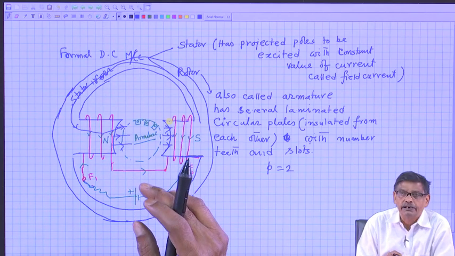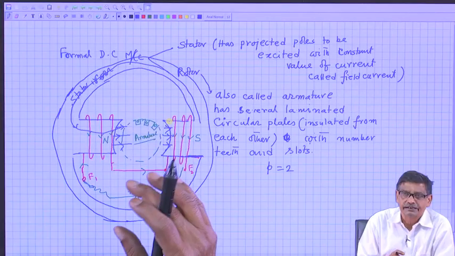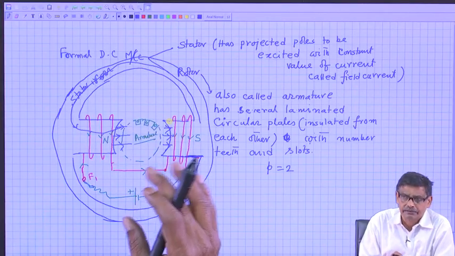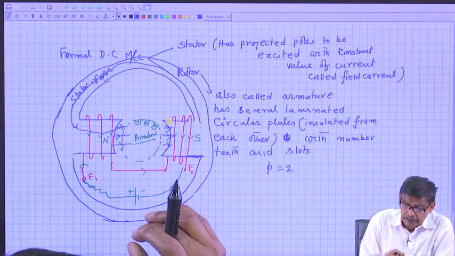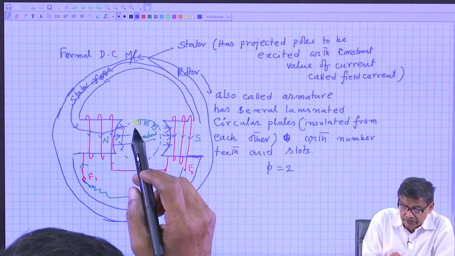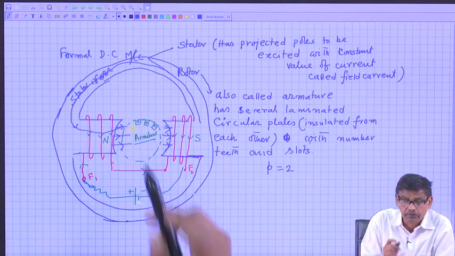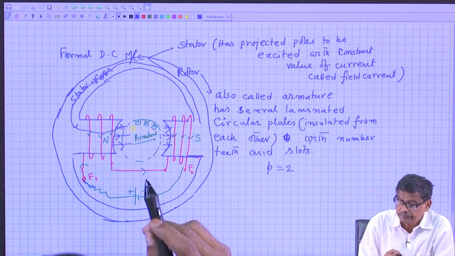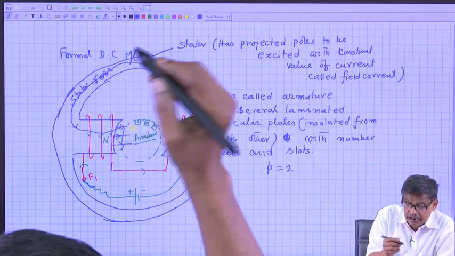and why it will be complicated, that we will discuss in detail, do not worry about that. But essentially the armature has slots and teeth where there will be conductors placed.